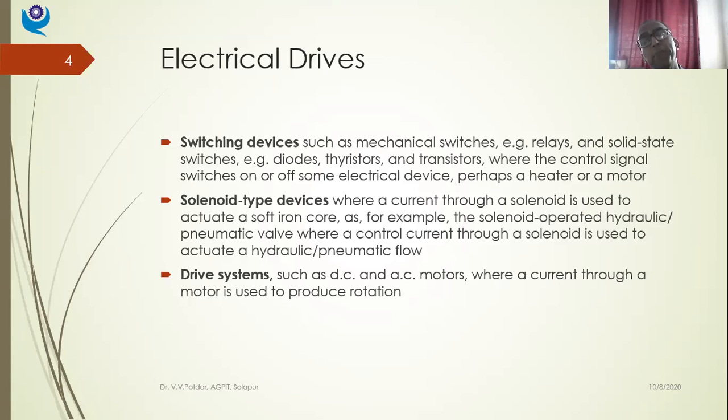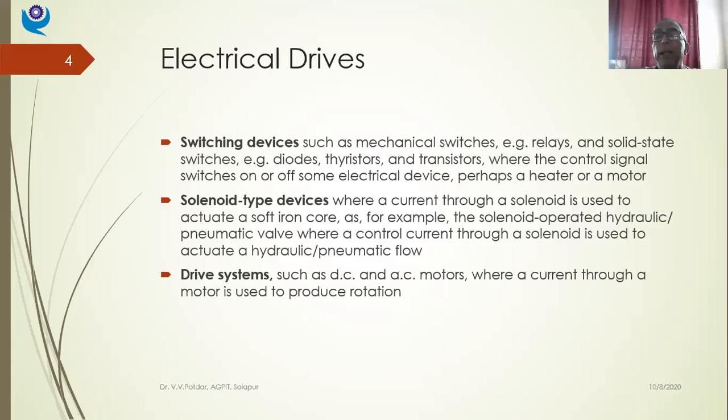Then we have solenoid type devices where a current through a solenoid is used to actuate a soft iron core. As we know about a solenoid, I have a winding in the periphery and I have the soft iron core, and that iron core can move in and out, and it can actuate some mechanical device, mechanical gadget, so that I do the intended function. Maybe it is actuating some relay even, or it is moving some load even. So these solenoid type devices or drives are also used in mechatronic systems.